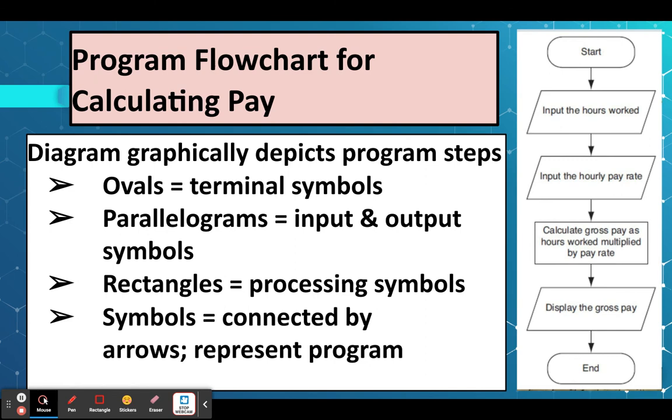So here is an example of a flowchart, a program flowchart for calculating pay. So this one is a written program, and as you can see, it has a beginning, a middle, and an ending. The diagrams, the shapes represent certain items. So for instance, the ovals are terminal signals. The parallelograms are your input, okay, input, output. And then the rectangles are your processing symbols. And the symbols are connected by arrows representing the program. So these are the steps.